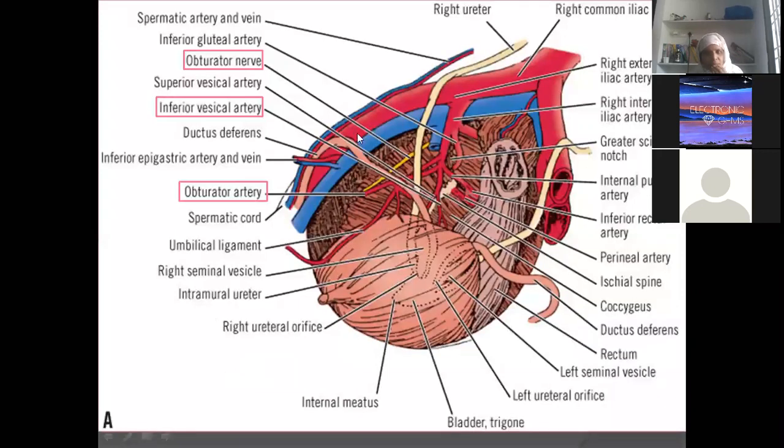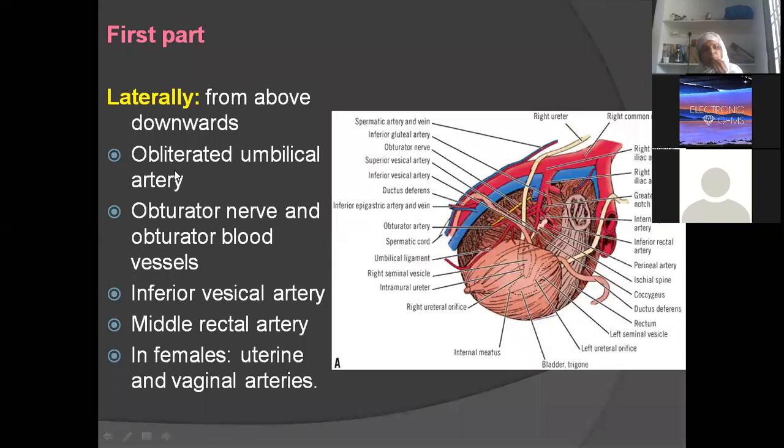So we can see here the obturator nerve. This is our ureter, isn't it? The inferior vesical artery is also there, I put one box to show you. The inferior vesical artery is there, the obturator artery is this. So at least three of these you can write for lateral relations in the first part.